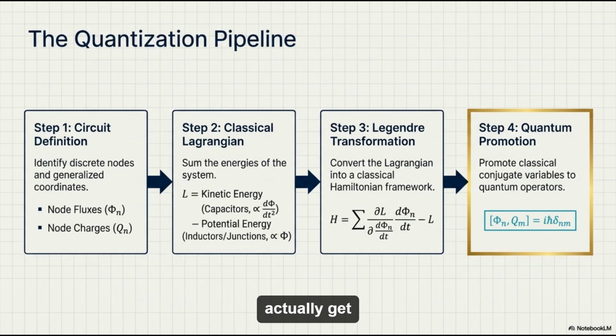So how do we actually get from a classical circuit to a quantum Hamiltonian? I always find this part mysterious. It's really just 4 clean steps. First, identify the nodes, define the fluxes and charges. Okay, just labeling the circuit. Right. Then step 2, write down the Lagrangian: capacitor energy minus inductor and junction energy. Classical physics up to this point. Completely classical. Step 3 is a Legendre transformation.